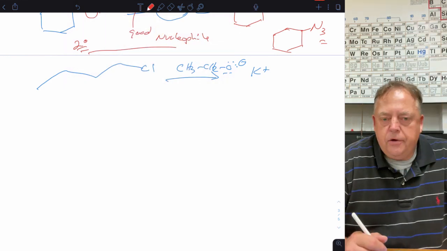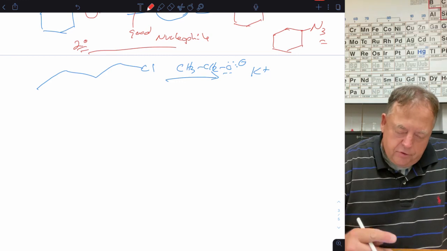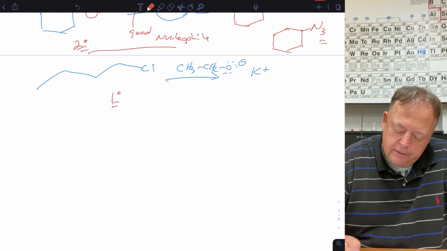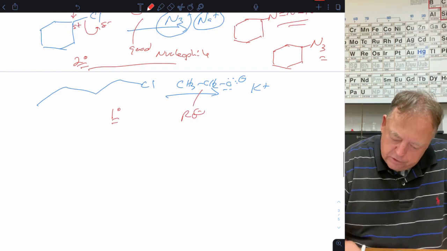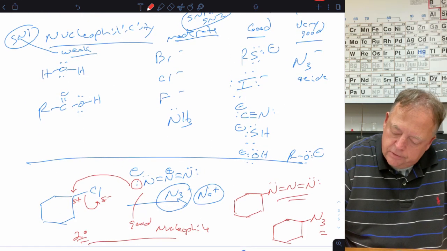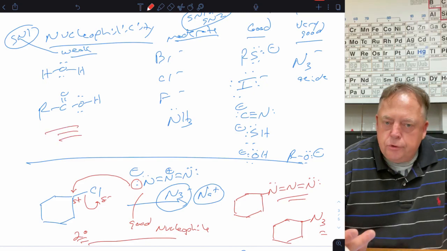classify the alkyl halide. Make sure it's not tertiary because tertiary can't do SN2. So methyl, primary, secondary can. So if you classify the alkyl halide, that's a primary alkyl halide, and RO minus is a good nucleophile. If you notice, most of these good nucleophiles are all charged. They all have a negative charge on them. Whereas the weak nucleophiles are generally neutral.